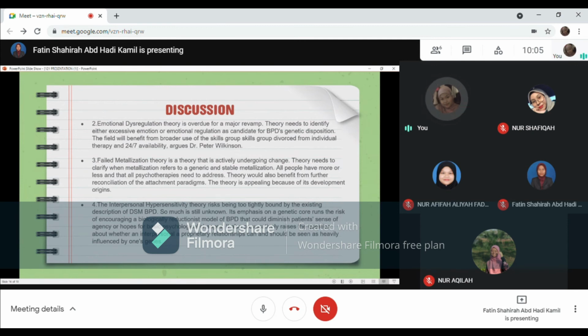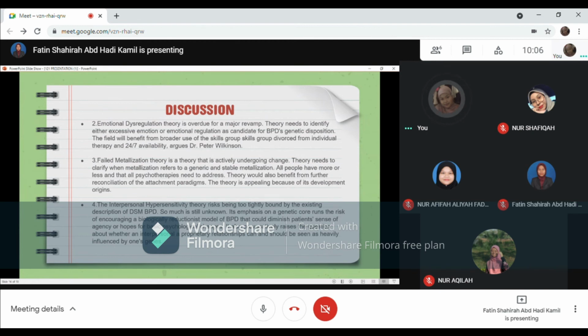The third one, failed mentalization theory, is a theory that is actively undergoing change. Theory needs to clarify whether mentalization refers to a general and stable capacity that all people have more or less of, and that all psychotherapists need to address. Theory will also benefit from further reconciliation of the attachment paradigms. The theory is appealing because of its developmental origins.